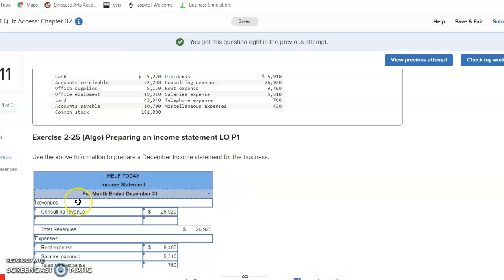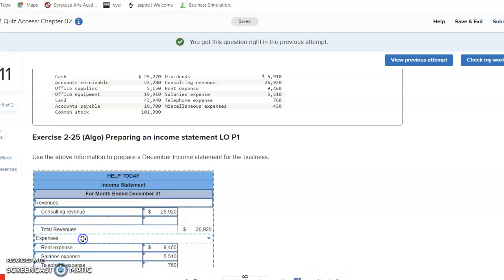This is the income statement. So we're going to have revenues. And the only revenue up here is the consulting revenue right there. So we put that in right here. So revenue there, the amount goes here.